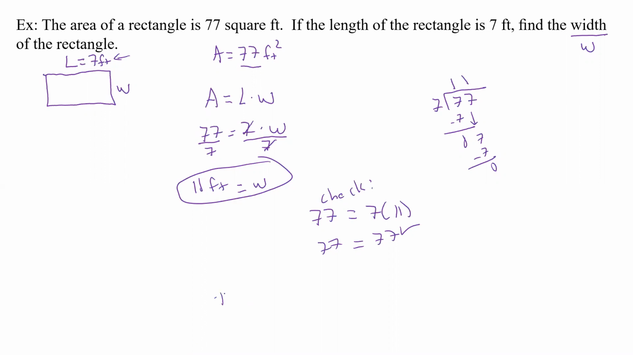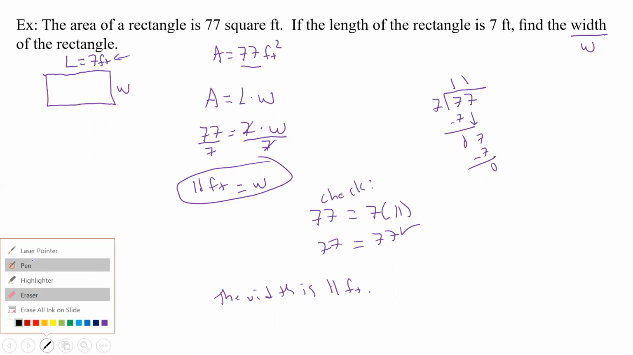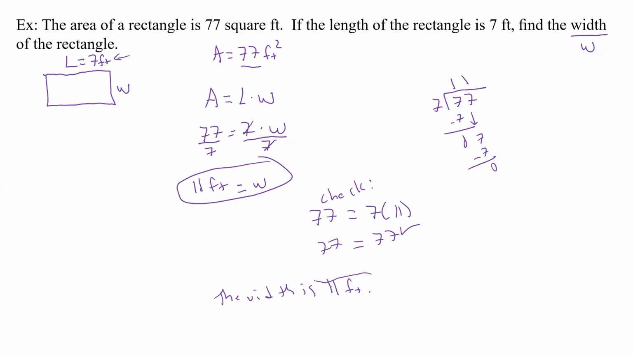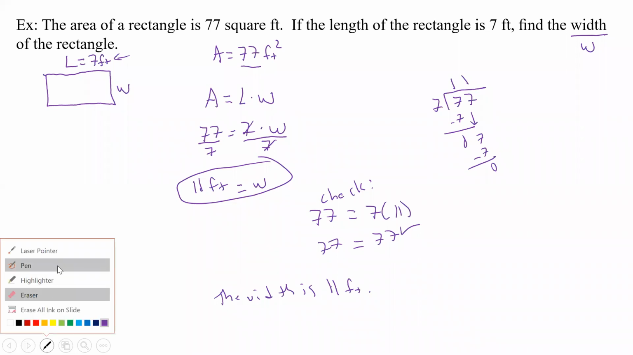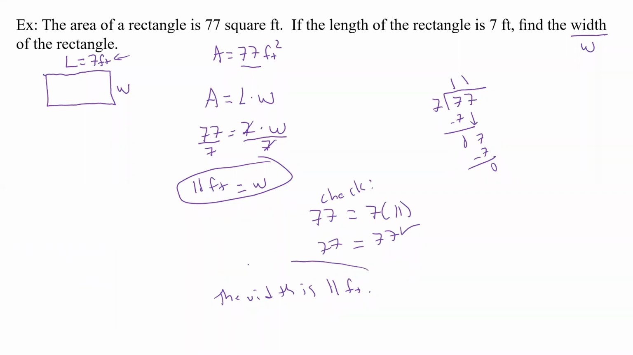And so our check works. And so we can say the width is 11 feet. And we don't want to cross everything out. We just want to, for some reason, my pad's sideways. That's what it is. There we go. And so then we have our width is 11 feet.